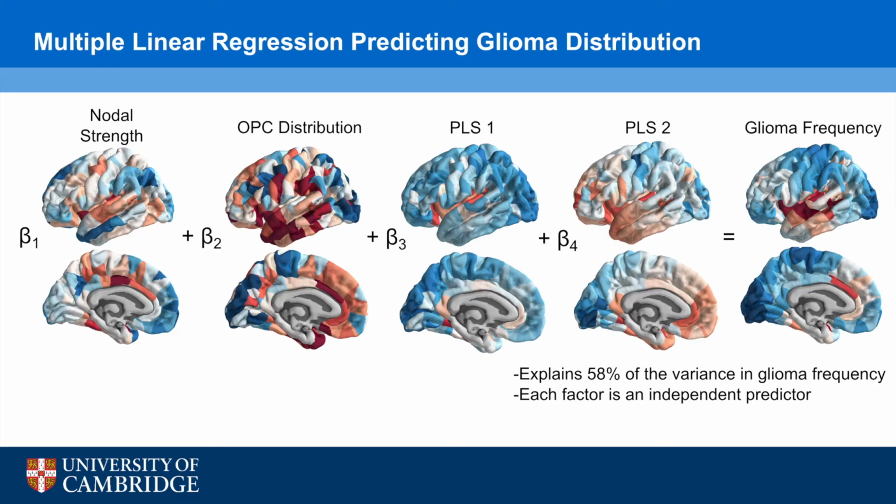Finally, we were interested in how each of these factors combine to determine glioma distribution. We combined the connectomic, cellular, and genetic factors into a regression model and found that it explained 58% of the variance in glioma frequency. It is important to note that the amount of variance explained by the PLS components is inflated by construction, but nevertheless, these results imply that each factor contributes significantly in describing the brain regions vulnerable to oncogenesis.